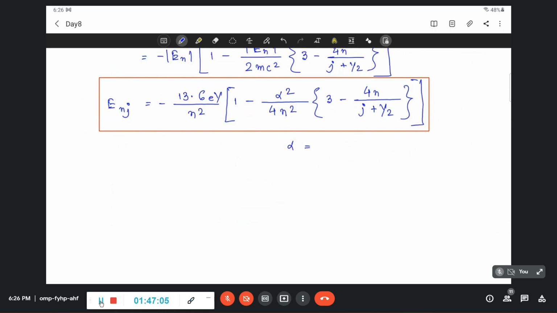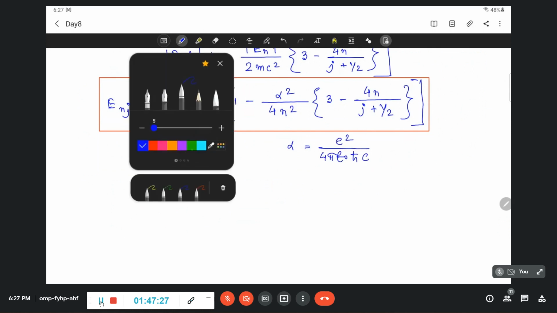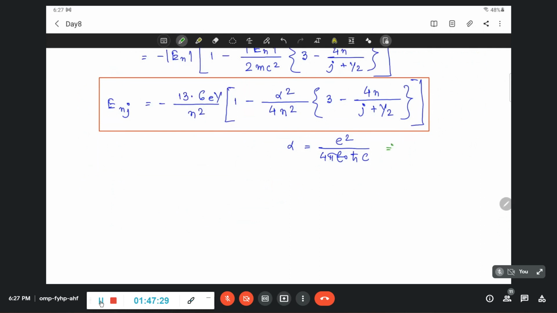Alpha is e squared by 4 pi epsilon 0 h cut c. So it is this, and this is known as the fine structure constant.